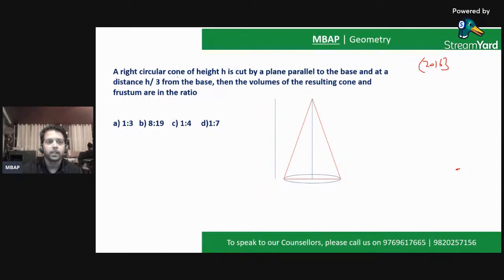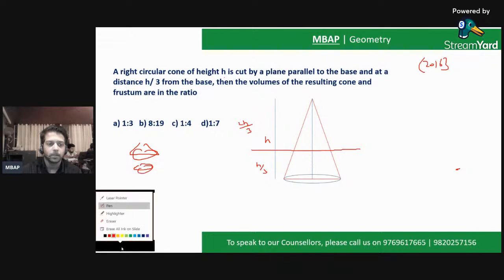It says a right circular cone, I repeat, a right circular cone of height h is cut by a plane parallel to the base at the distance h by 3 from the base. So let's assume this is the plane which is cutting the cone into two halves, not equal, by one third. So let's assume this value is h by 3 and this is going to be 2h by 3, the upper part. So basically, you've got a small frustum and you've got a cone.